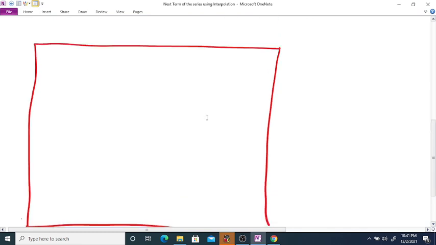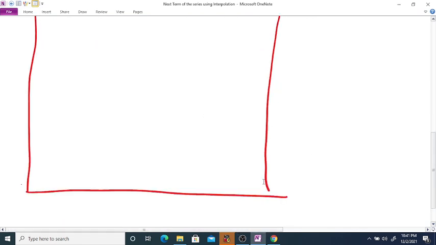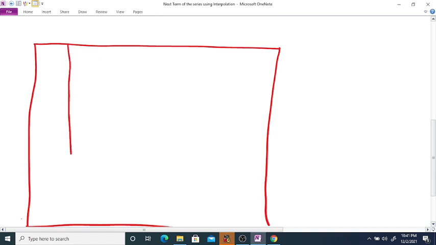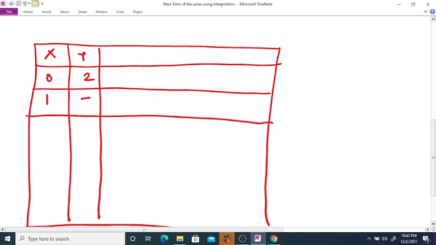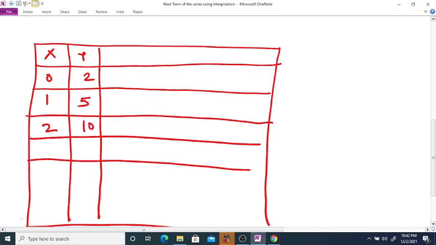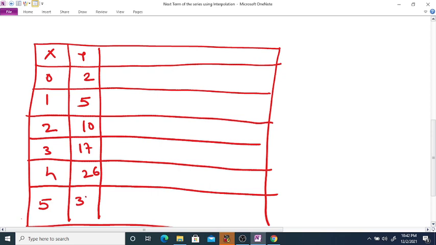Now we are going to determine the seventh term by using interpolation. See here, x and y. For 0 it is 2, for 1 it is equal to 5, for 2 it is equal to 10, for 3 it is equal to 17, for 4 it is equal to 26, and for 5 it is equal to 37.